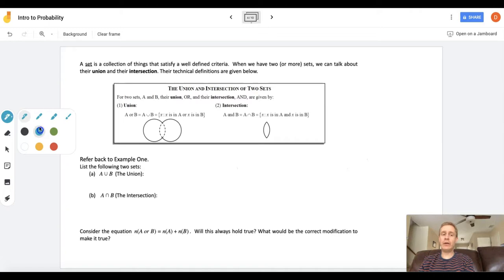All right, so now that we've looked at an example where we filled out a Venn diagram, let's consider some other terms. A set is a collection of things that satisfy a well-defined criteria. And when we have 2 or more sets, we can talk about their union and their intersection. So the union of 2 events is defined as, well, if we have the events A and B, and X is an element, if X is in A or it's in B, then X is considered a part of the union of the sets A or B.